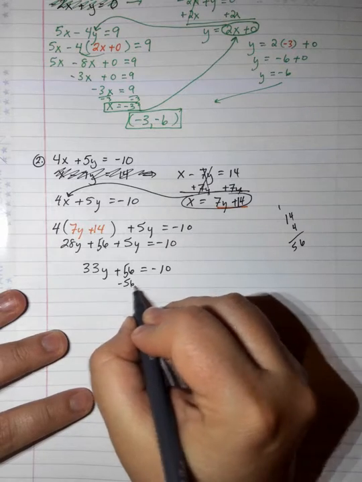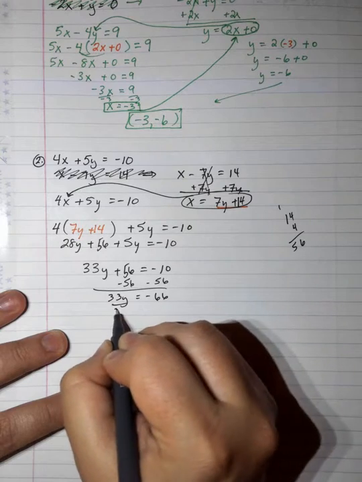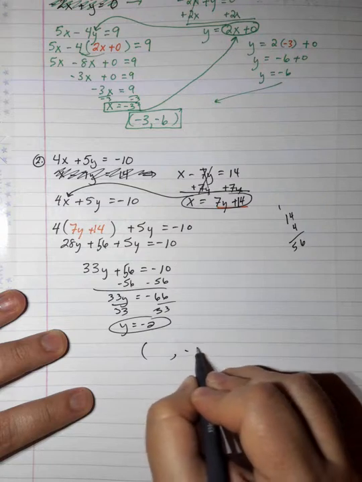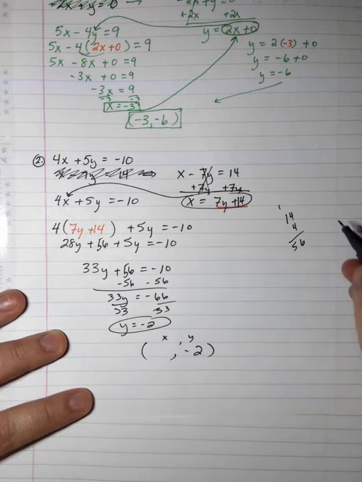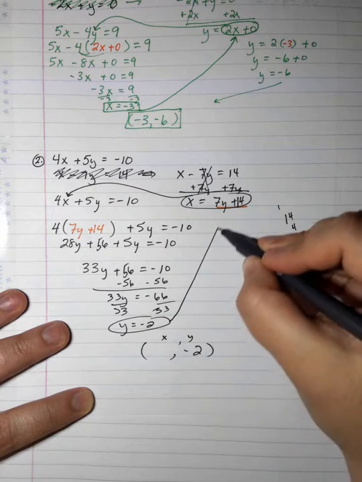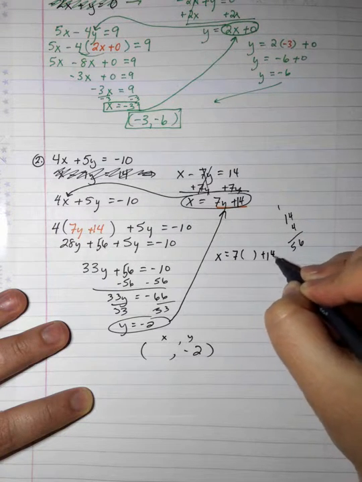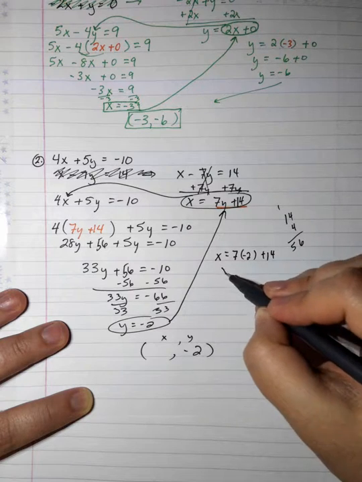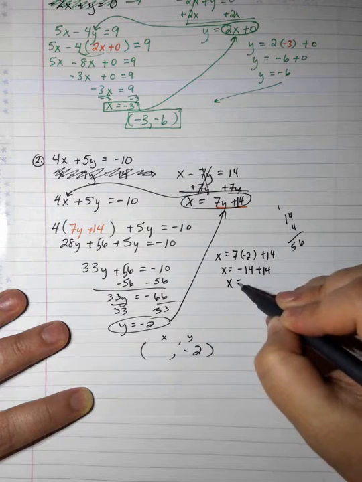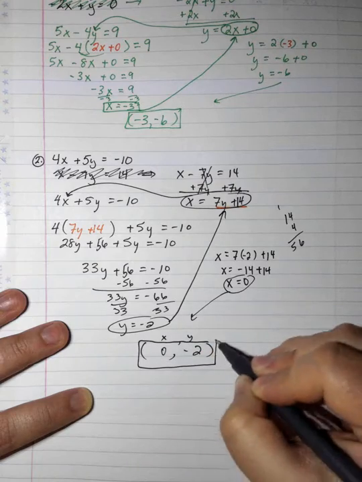Now I can subtract 56 from both sides. I get 33y equals negative 66. Divide by 33, and I get y equals negative 2. So I have half my ordered pair. I have the y value. I'm missing the x value. I find the x value by taking my y and plugging in. In place of y, I put that negative 2 we just found. So 7 times negative 2 is negative 14. Add that to 14, and my x value is 0. So my ordered pair, my answer, is 0, negative 2.